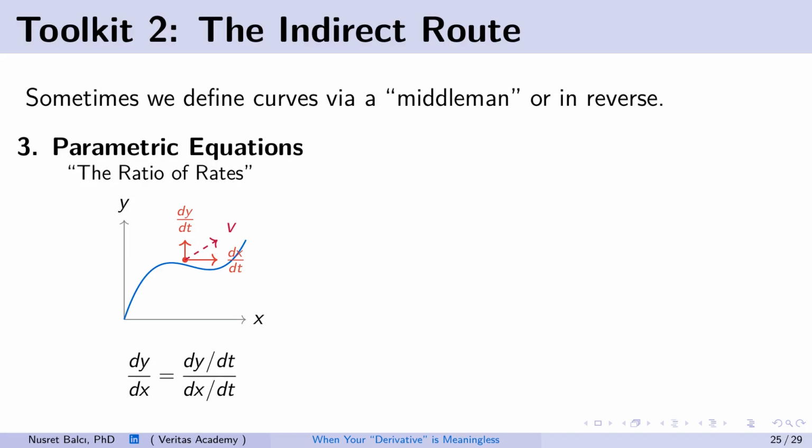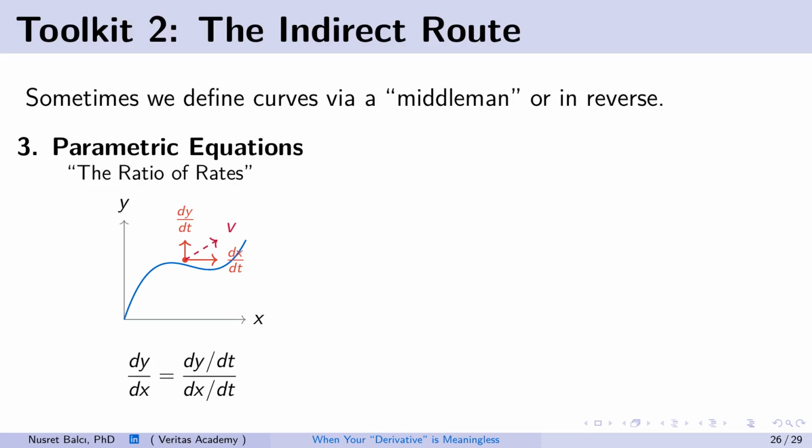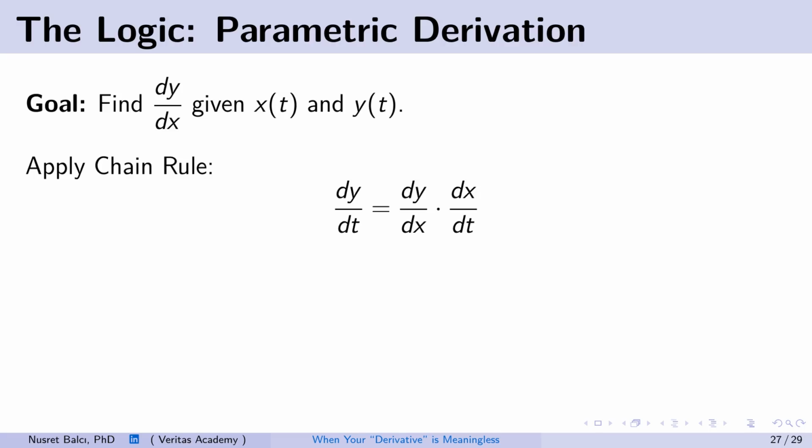Finally, what if we use a middleman? In parametric equations, x doesn't drive y directly. Time drives both. Another example of an indirect approach is investigating the slope in the parametric case, and looking at the inverse function. The slope dy over dx. Let's see, y is the ratio of the vertical and horizontal velocities.